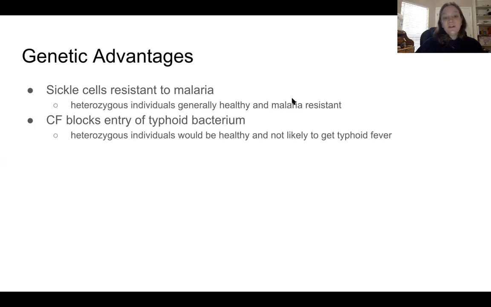Okay, but the parents would be healthy and have resistance, and they'd have a 50% chance of having kids who are heterozygous and resistant to whichever disease. So there are some advantages to this.